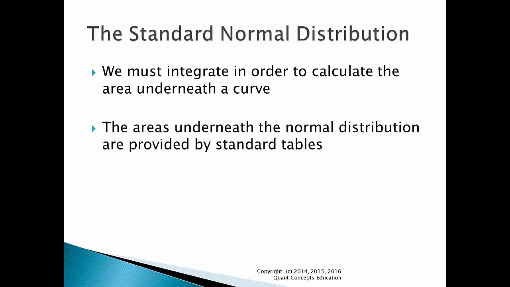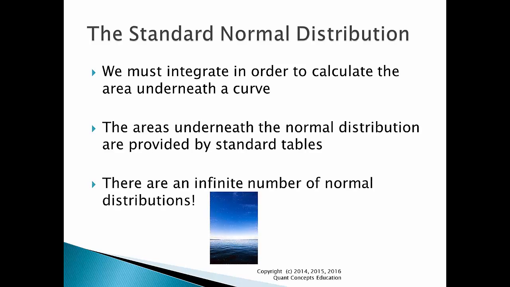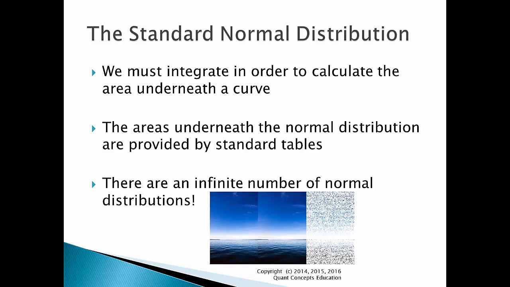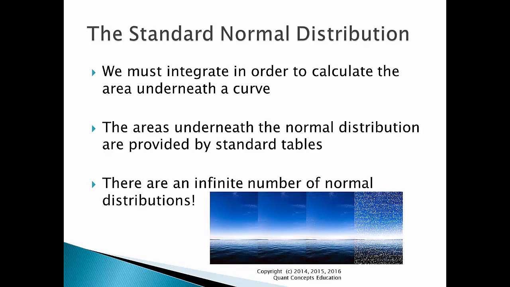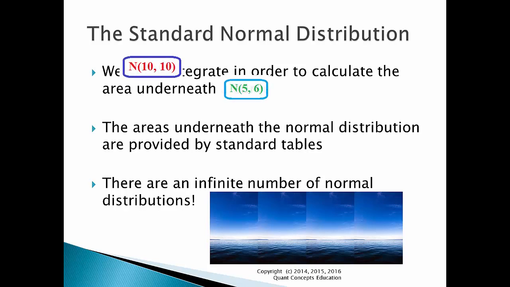Instead, the areas underneath the normal distribution are all listed in a standardized table. That is, someone has already done all the integration for us. However, in reality, there are an infinite number of normal distributions. What do I mean by this? Well, many distributions can be normal. For example, we may observe a normal distribution that has a mean of 10 and a variance of 10. Or we may observe another normal distribution with a mean of 5 and a variance of 6. Or a normal distribution with a mean of 1 and a variance of 2.